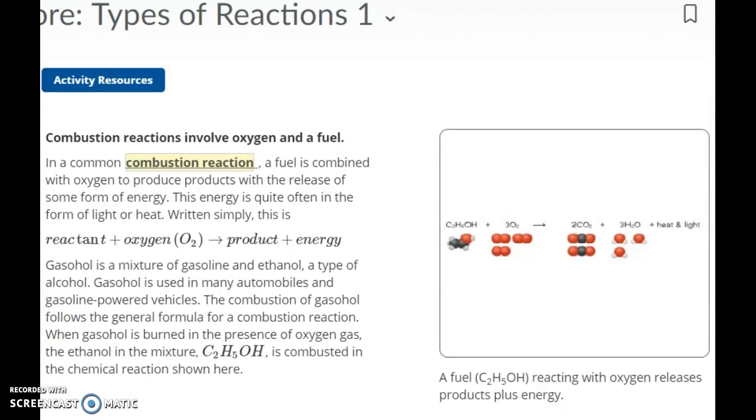Gasohol is a mixture of gasoline and ethanol, a type of alcohol. Gasohol is used in many automobiles and gasoline-powered vehicles. The combustion of gasohol follows the general formula for the combustion reaction. When gasohol is burned in the presence of oxygen gas, the ethanol in the mixture, C2H5OH, is combusted in the chemical reaction shown here. So you probably hear about ethanol at the pumps when you fill up with gas, so this would be the reaction of ethanol combusting.